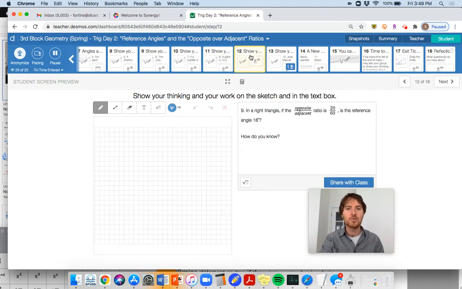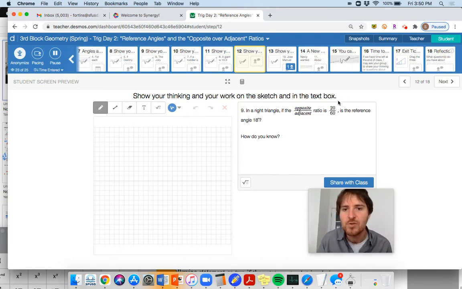All right, question number 12. Let's keep going. Show your thinking and work in the text box. In a right triangle, the opposite over adjacent ratio is 20 over 60. Is the reference angle 18 degrees? How do you know? I don't think you have enough space for this. Is there 60 here? Let's check it out. 1, 2, 3, 4, 5, 6, 7, 8, 9, 10, 11. It's a lot of work, right? But I think ultimately the point of this is, well, 20 over 60, that's just 1 over 3.